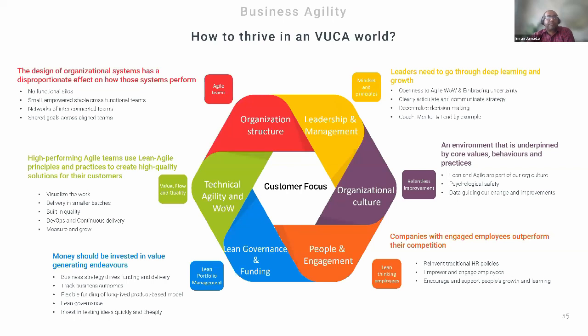And the last one, the sixth element, is organization structure. Yeah, we need to move away from top-down hierarchies to networks of interconnected, cross-functional, autonomous, and customer-focused teams. We need to avoid functional silos, and we need to stop focusing on individual productivity. Rather, we should be empowering and creating a network of small cross-functional teams, and there has to be shared goals across those teams which are aligned.